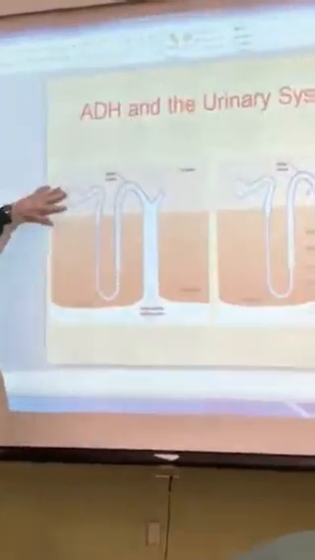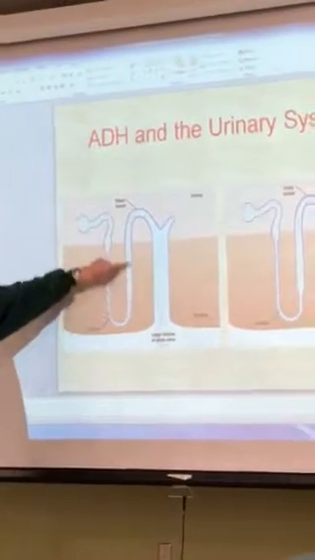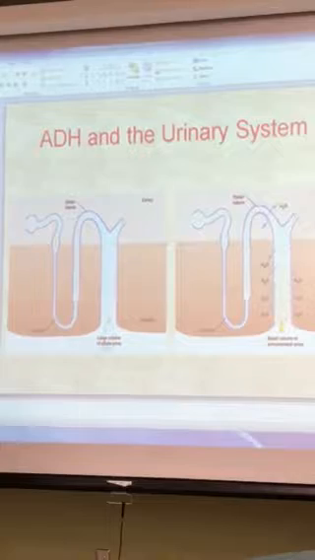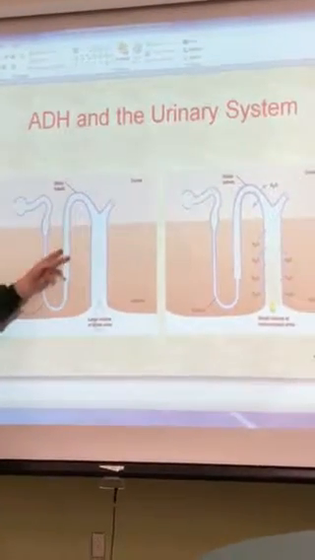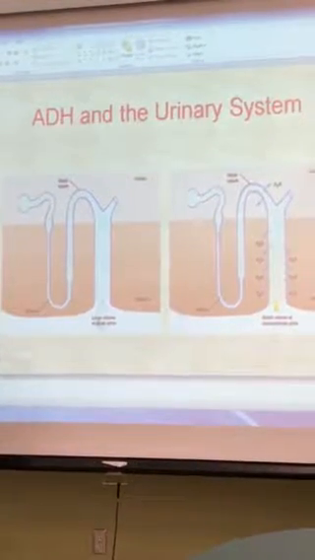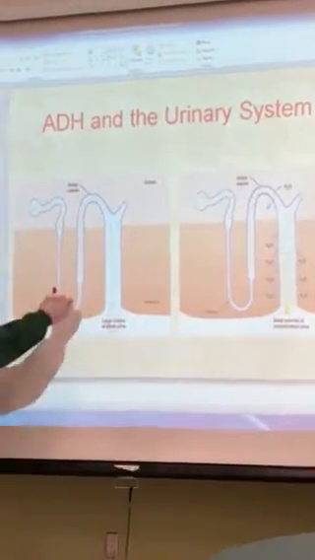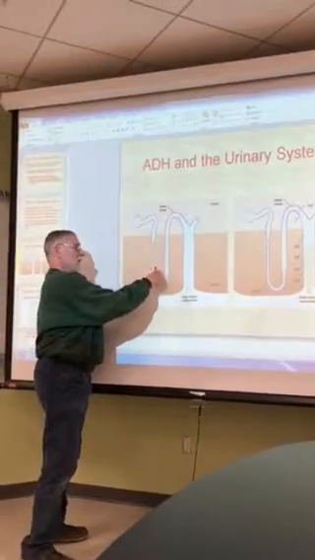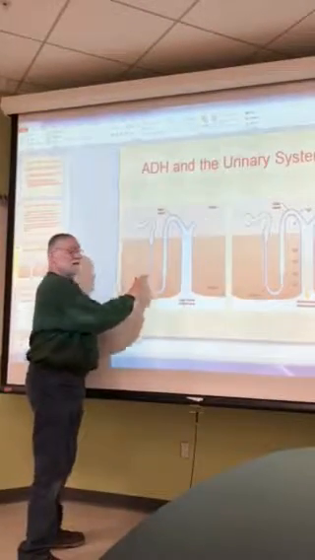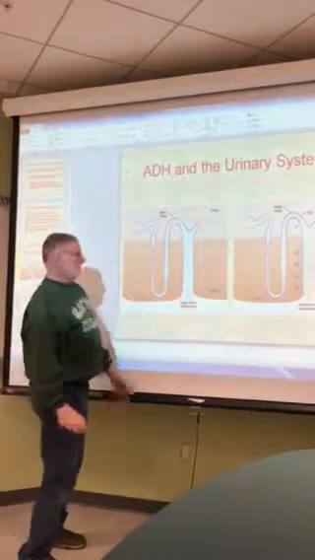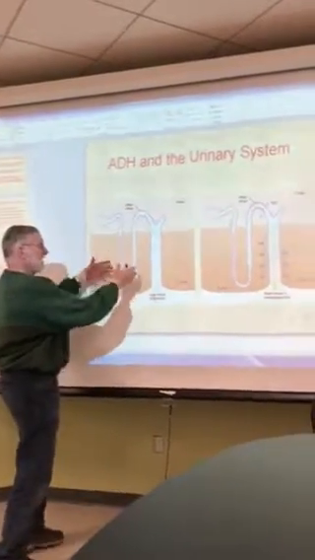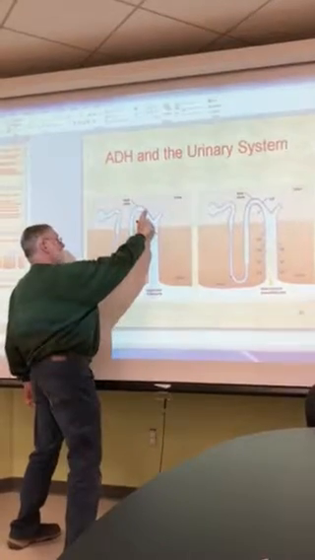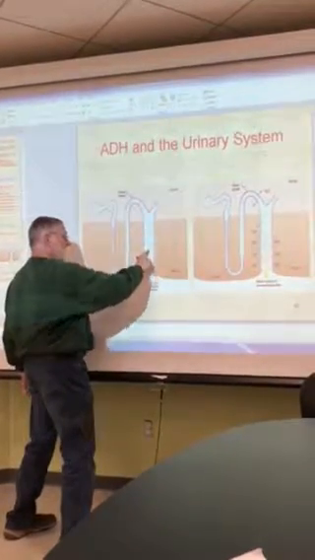So here, you've got to remember what's going on in this loop, which was the diagram I showed you just before. So the loop of Henle, in one way, is going to help you because you have permeability to salt on the ascending limb. The descending limb is permeable to water. So you've got that little dynamic going on there.